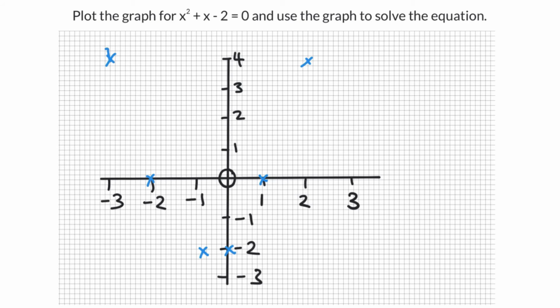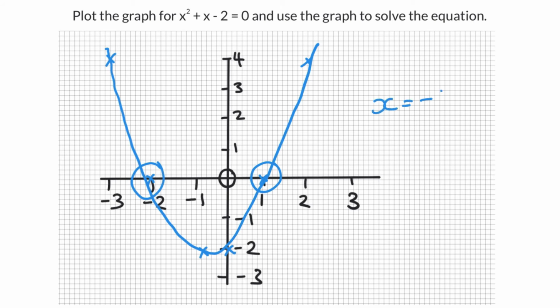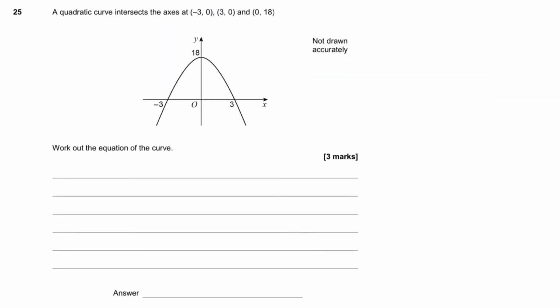So if we draw a line through our points to make the curve, we can see where the line crosses the x-axis. So they're going to be our solutions. So it crosses here and here. So the solutions to this graph, x squared plus x minus 2 equals 0, is x equals minus 2 and x equals 1.